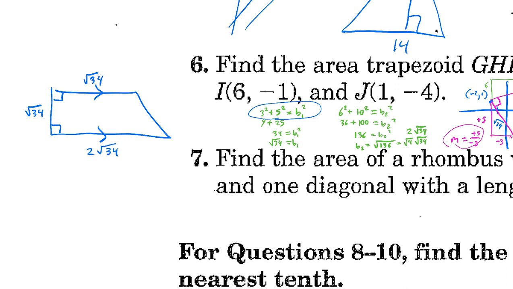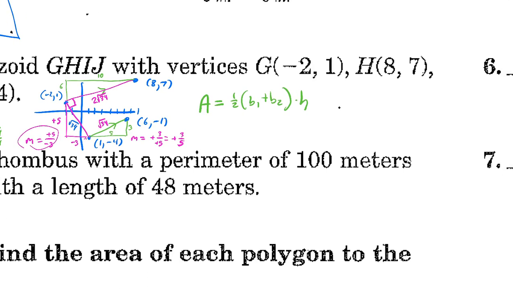So going back to our equation then, we get 1/2 times root 34 plus 2 root 34, all times a height of root 34. So that's 1/2 times 3 root 34 times root 34. Well, root 34 times root 34 is 34. So this is 1/2 times 3 times 34. And so the 1/2 times 34 makes it 3 times 17. And that's 30 and 21, or 51.